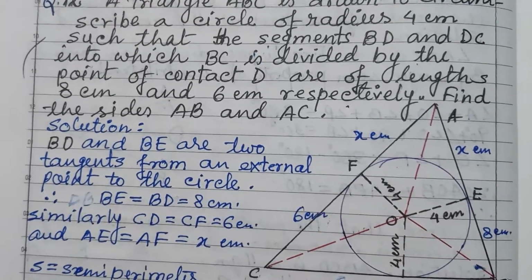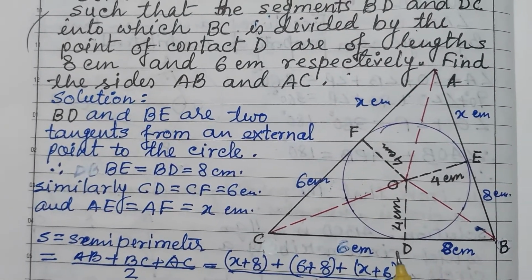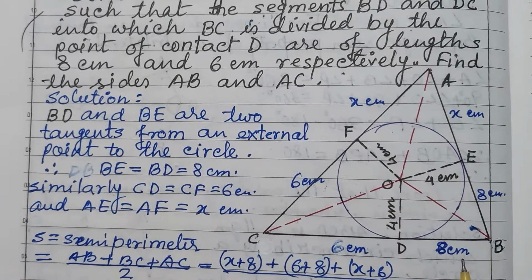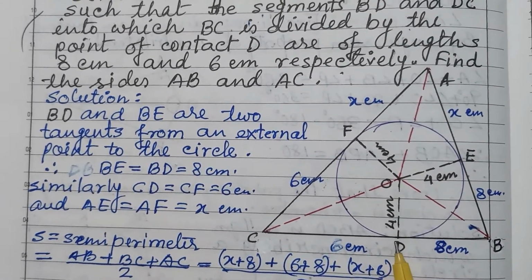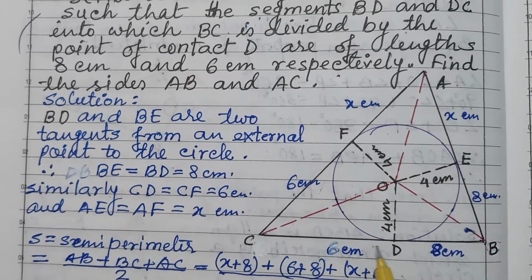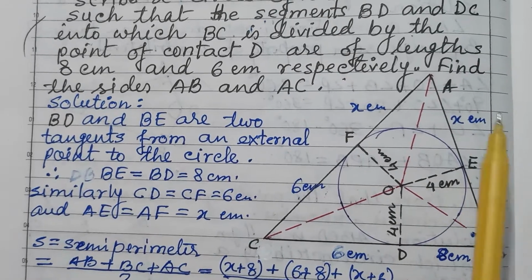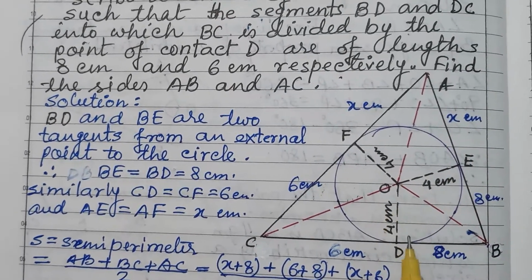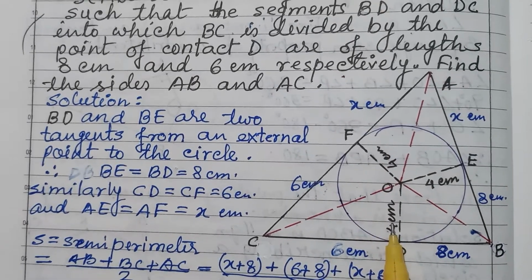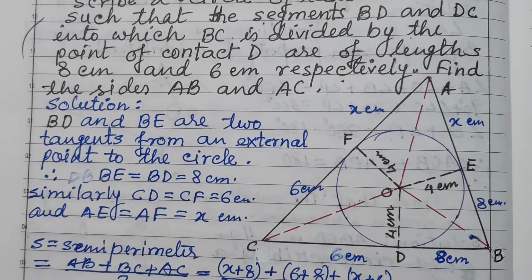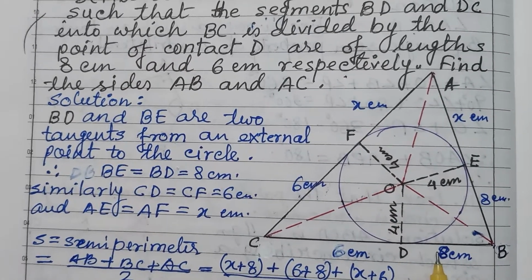Now a triangle ABC where BC is divided by BD and DC at the point of contact D. The length of the radius is given as 4 cm. Radius of this circle is 4 cm. And this tangent is divided by this. So this tangent BD is equal to 8 cm.